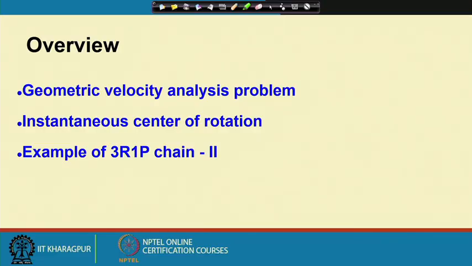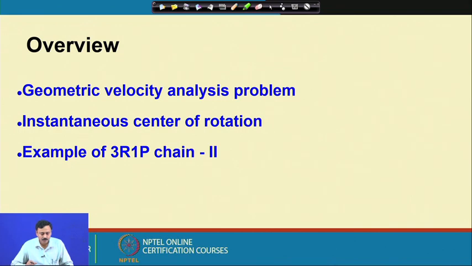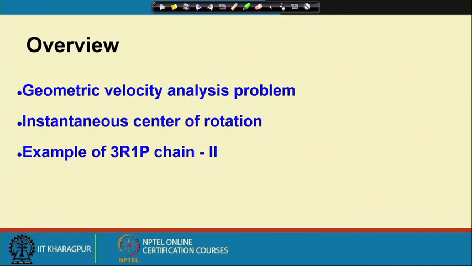In this lecture we are going to look at the velocity analysis problem using geometric methods that we were discussing. Today we are going to look at another kinematic chain of the type 3R1P. To give you an overview, we are going to continue with the geometric velocity analysis problem using the instantaneous center of rotation, with the example of a 3R1P chain of type 2.